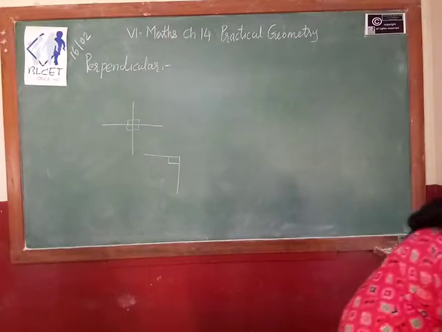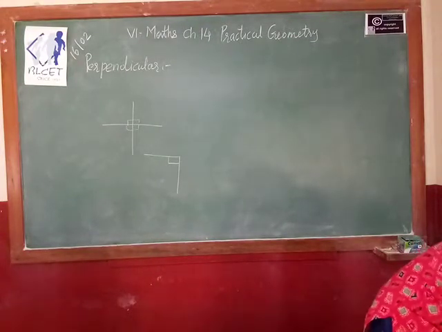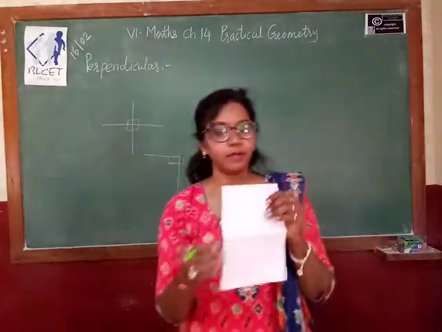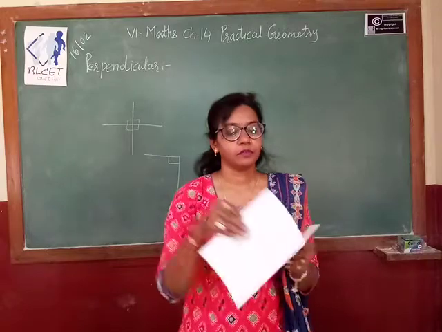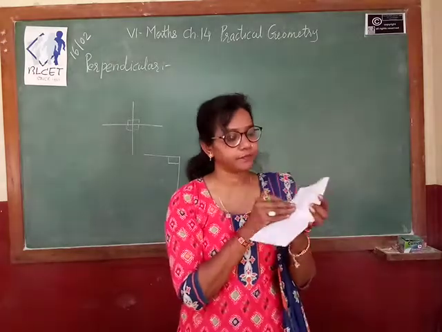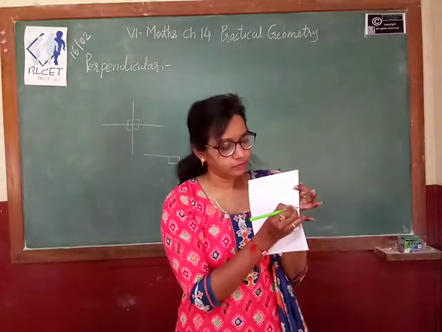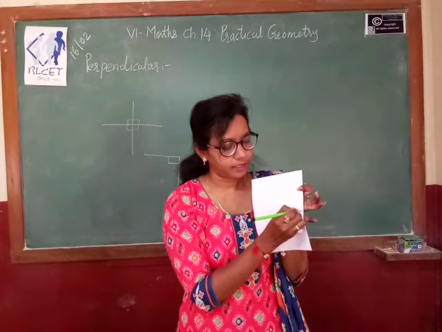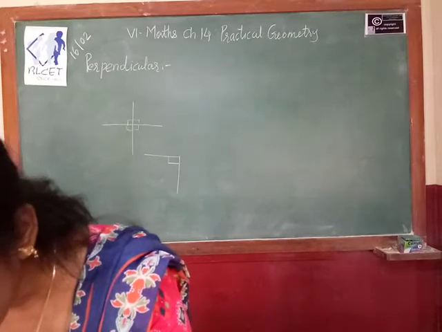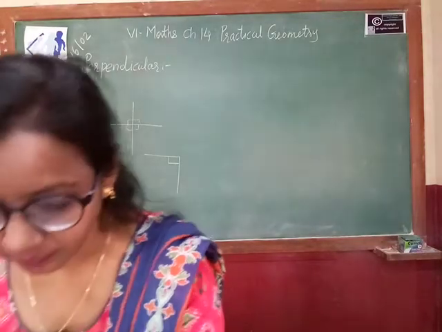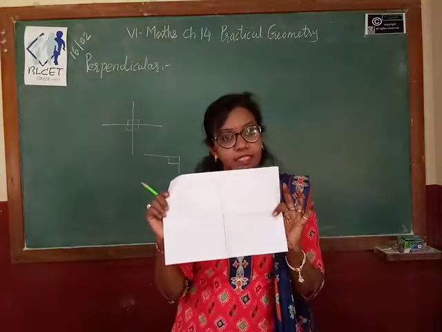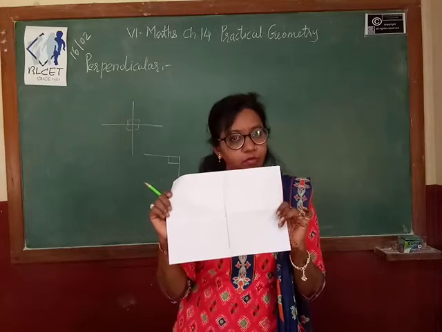Let's see. Paper we have. This is the paper. I have already folded this paper. Now what we have to do? Wherever I have folded, I put a point P. So I am getting this line. Now, on the line which is given, we want to draw the perpendicular.